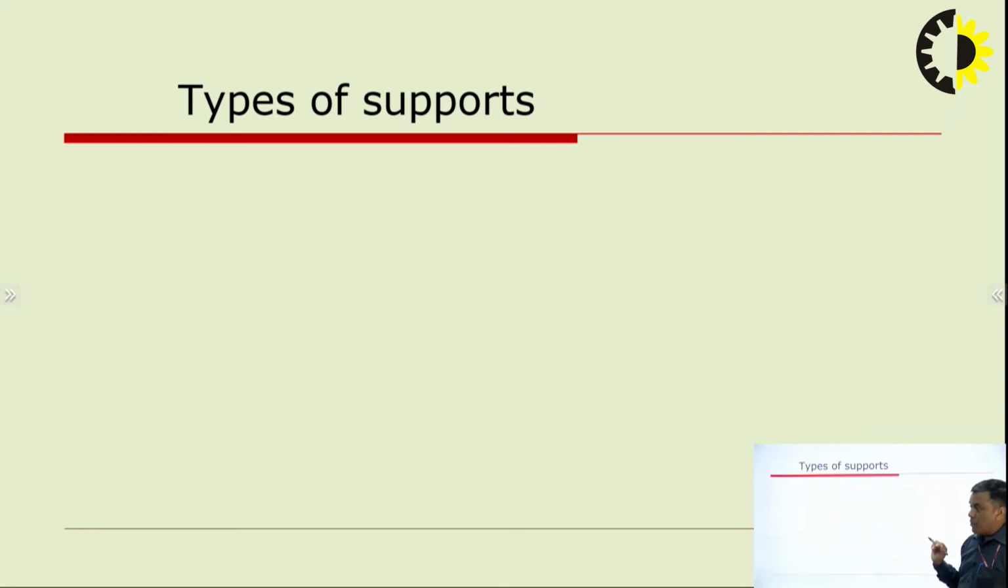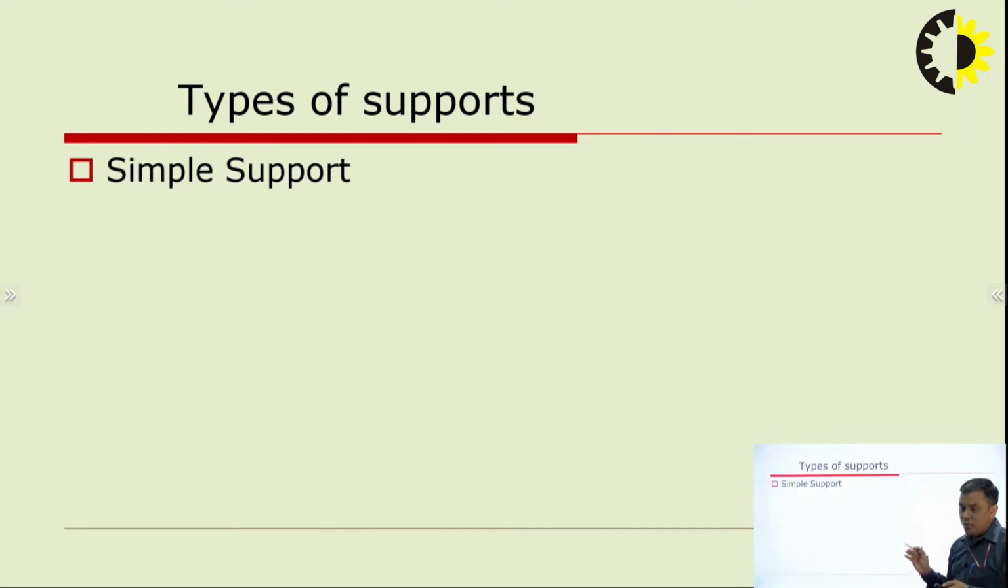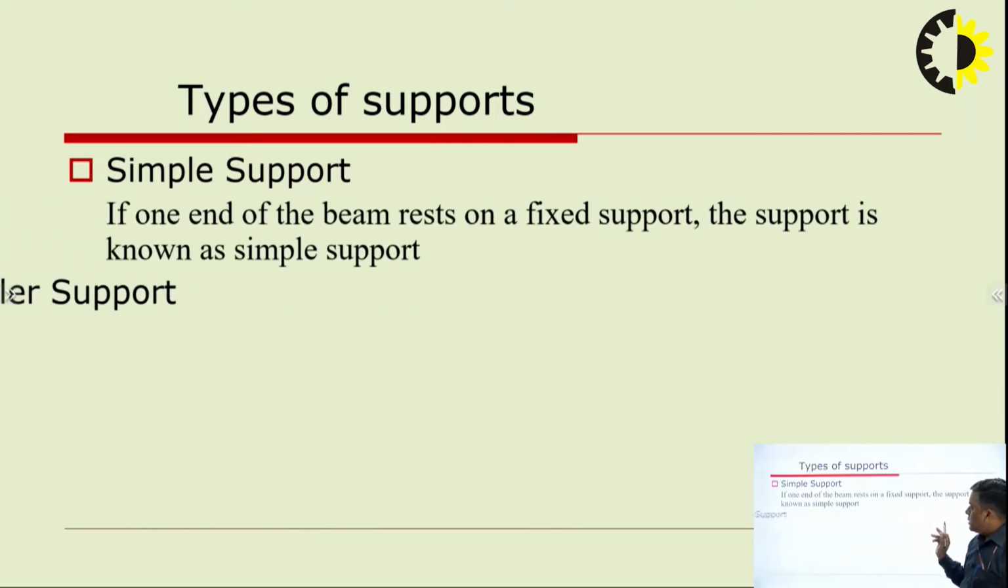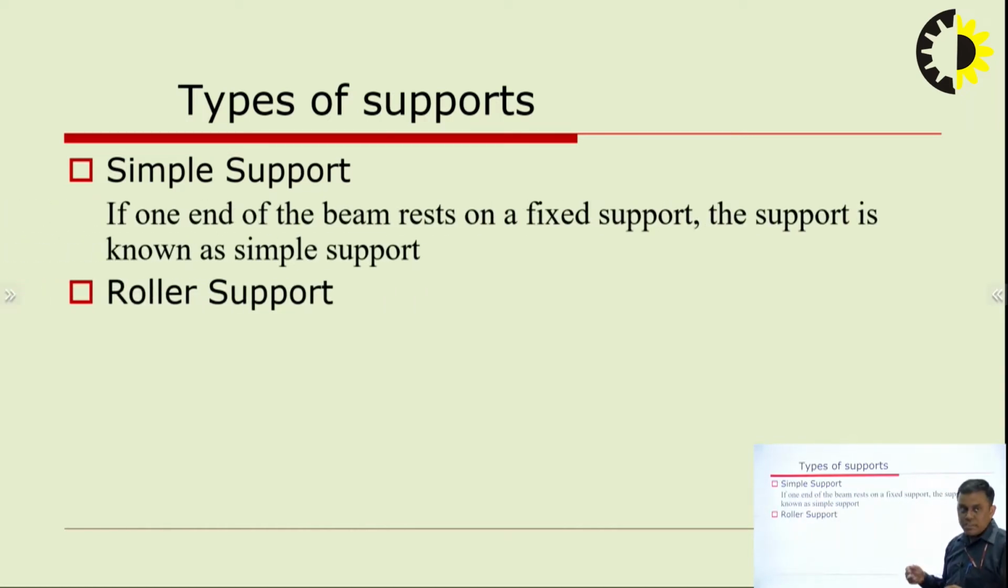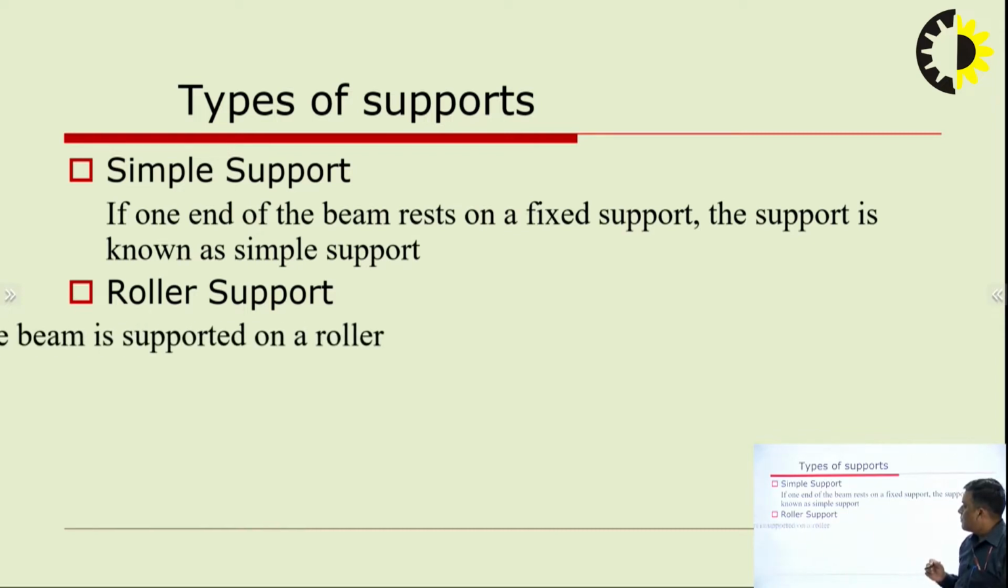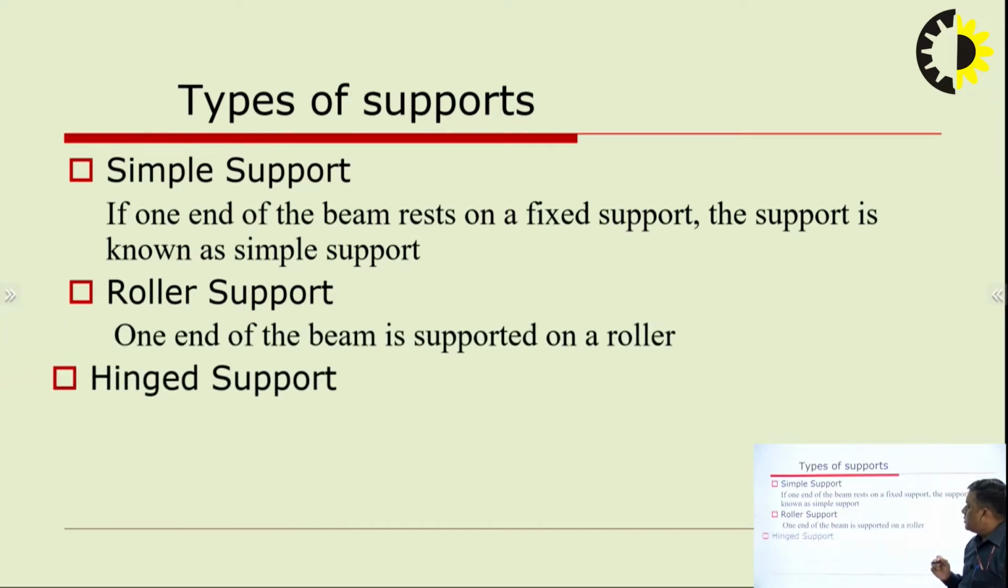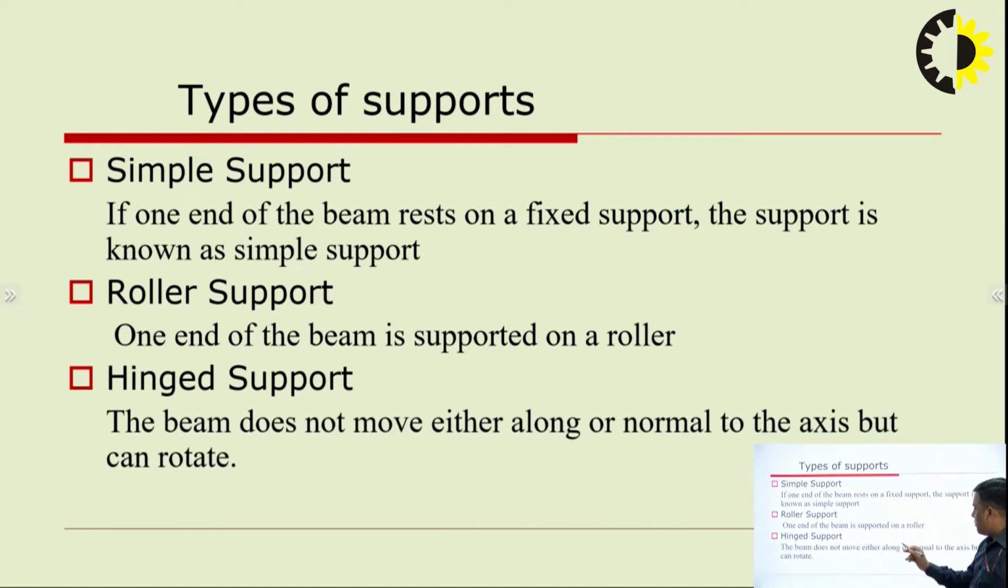Then different types of supports can also be part of our discussion. There can be a simple support, only support. There is no meaning in how the supports are provided. Then it can be a roller support, just like our skates. Hinge support: only rotation is permitted, no translation is permitted in hinge. So, the beam doesn't move either along or normal to the axis, but it can rotate. So, simple support, roller support, hinge support.